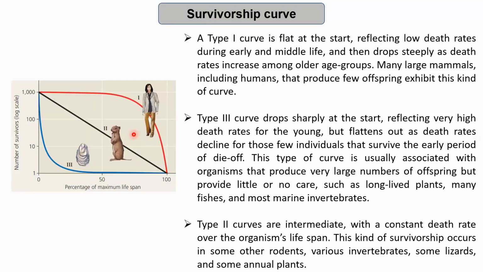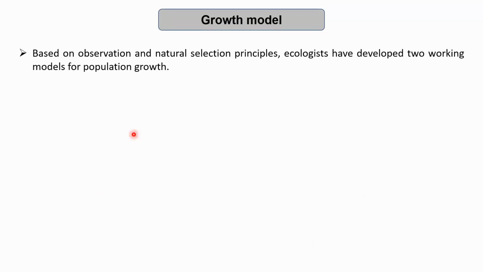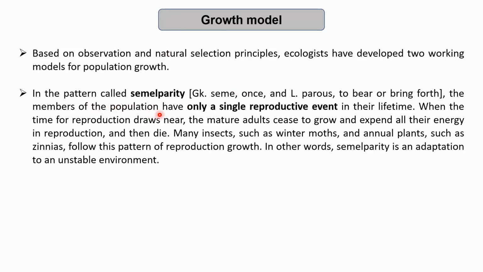So the growth within the population is described by growth models, and these growth models are made based on observation and natural selection principles. Based on these, ecologists have developed two working models for growth. In the pattern called semelparity, where semel means once and parity means to bear or bring forth, the members of the population have only a single reproductive event in their lifetime.